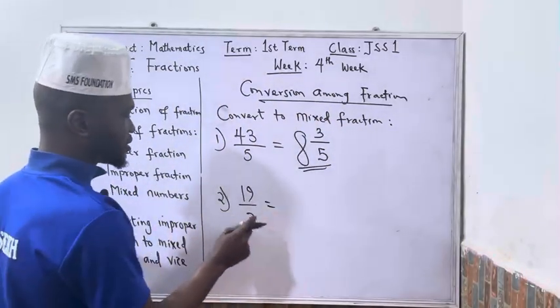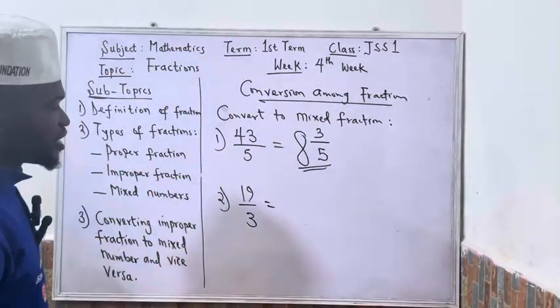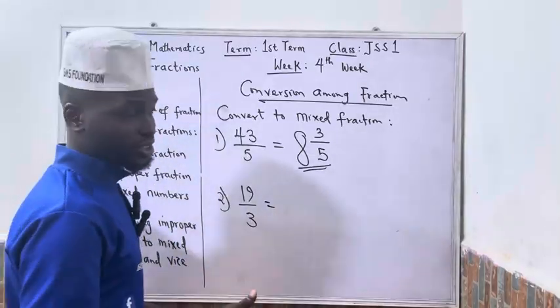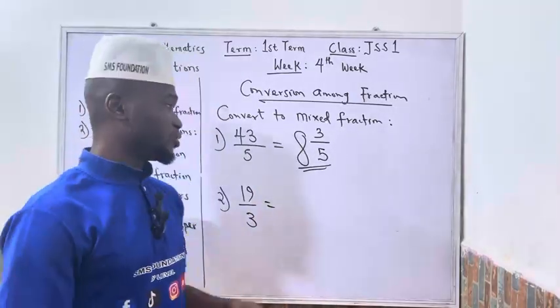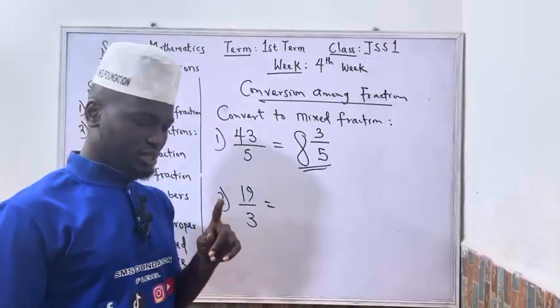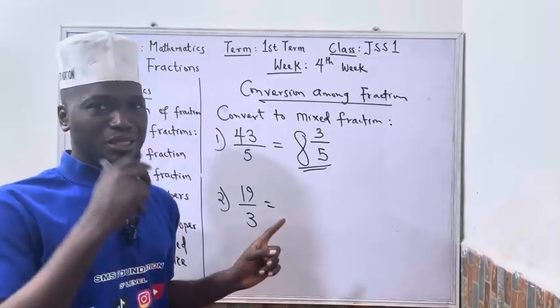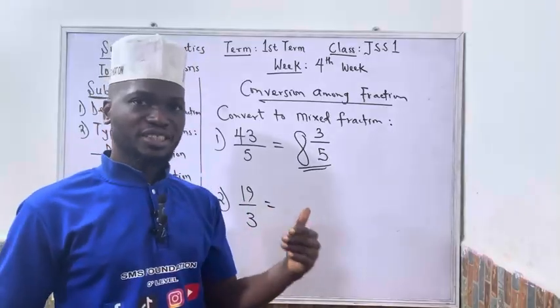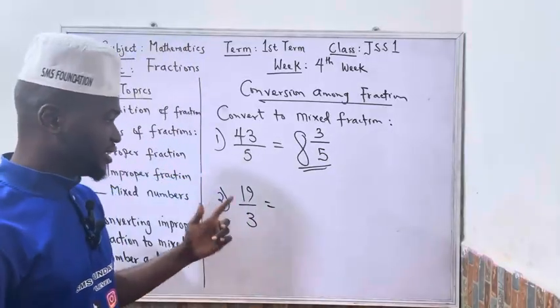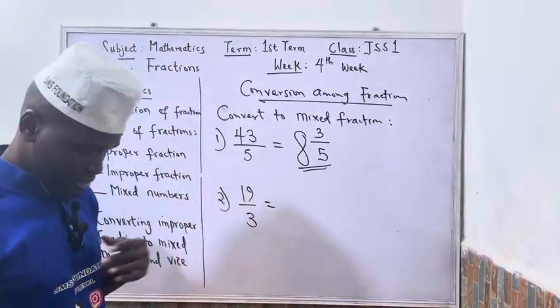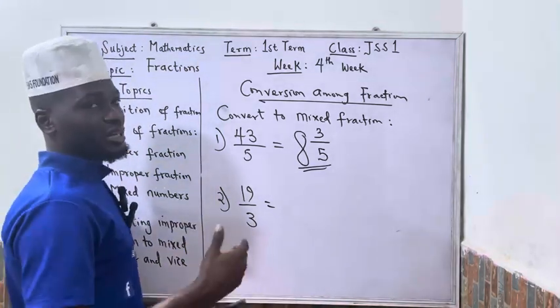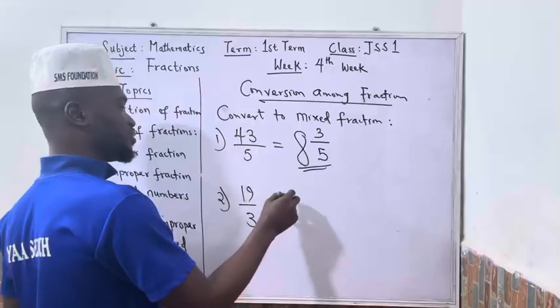So this one says 19 over 3. How many times can 3 go in 19? You can always use your 3 times table. 3 times what will give me 19? We can't get that on the table, but we have something close. That's 3 times 6, 18. 3 times 6 will give you 18. That is close enough to 19. So it is 6 that we are going to pick.